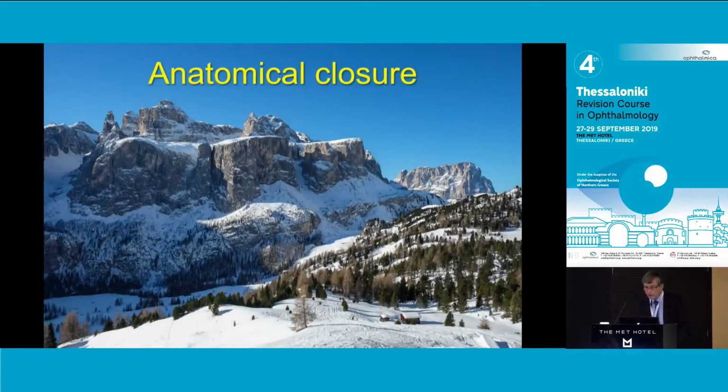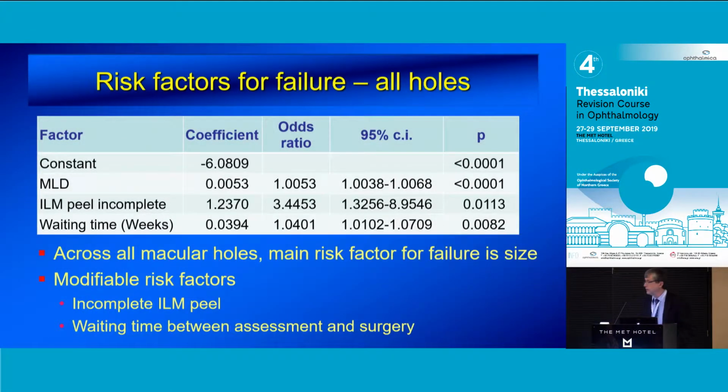What are the things that determine anatomical closure? The main thing is the size of the hole. If we look at all macular holes, then for every micron increase in the minimum linear diameter, the risk of failure increases a little bit. If the ILM peel is not complete, that substantially increases the risk of failure.